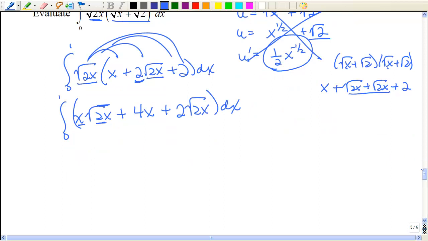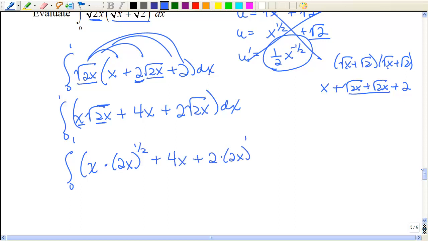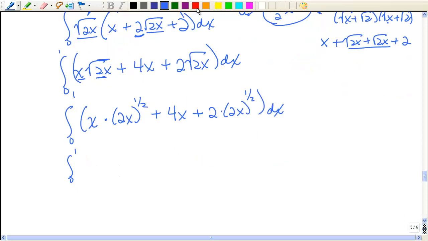How about let's get rid of those square roots. So this is x times 2x to the 1/2 power. This is 2 times 2x to the 1/2 power. Okay, then, remember that's 1. This half is going to go to both of those, so I can add those exponents here. So I'm going to have this square, the 2 to the 1/2 power, and then x is going to be to the 3/2 power, 1 plus 1/2.